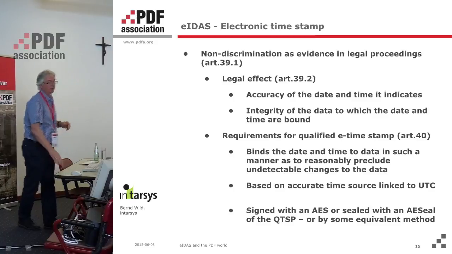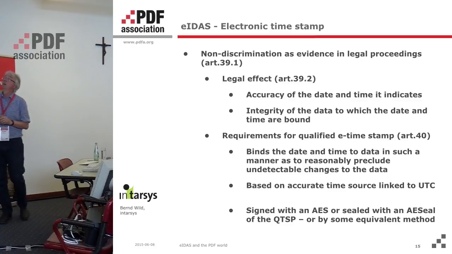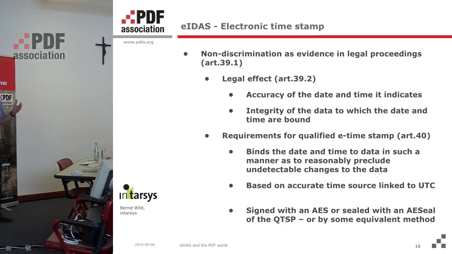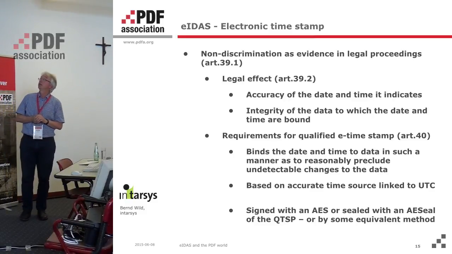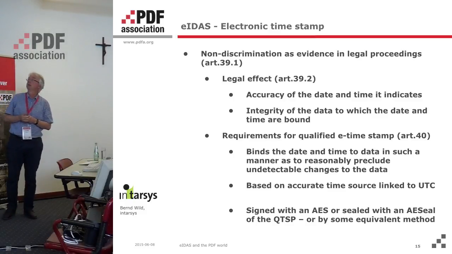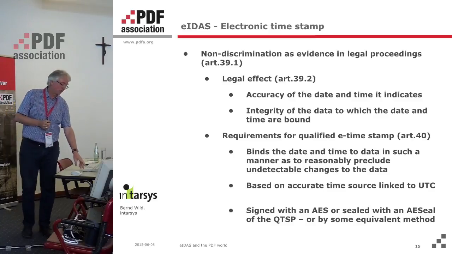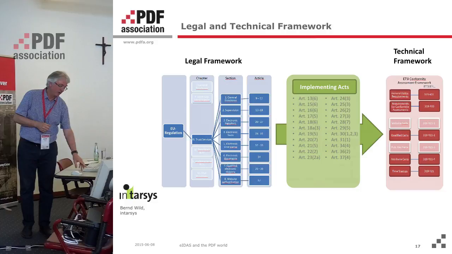The timestamp is analogous. That means you have the accuracy of the time and date it indicates, and it should be delivered by such a trust service provider. And this is also a qualified service, and so on. Technically, it's done with an eIDAS advanced electronic signature, or sealed with an eIDAS seal, together with the time which has been derived from an accurate time source. This is common and not a very new thing. And electronic documents, I said to you, this is a very generic description. You will see this in the handouts.